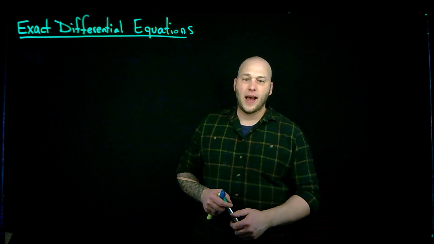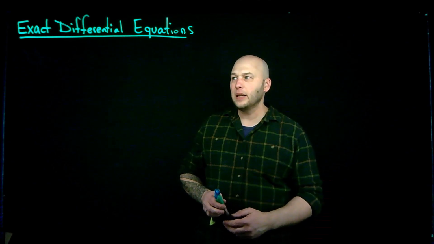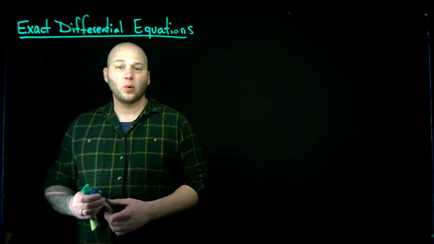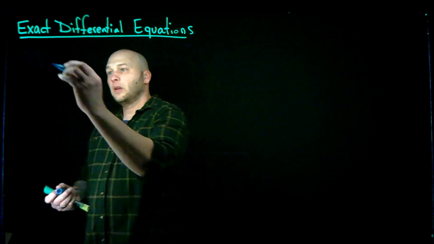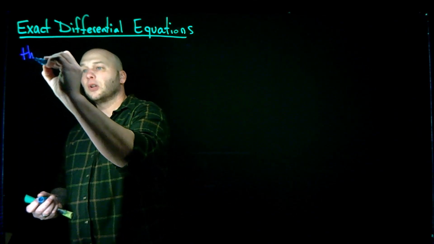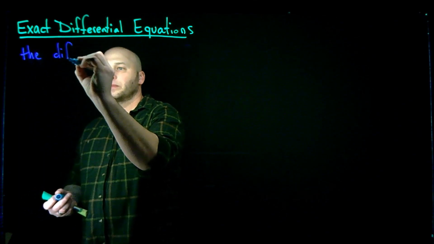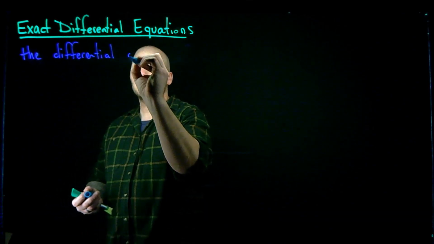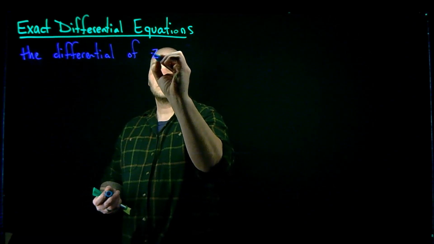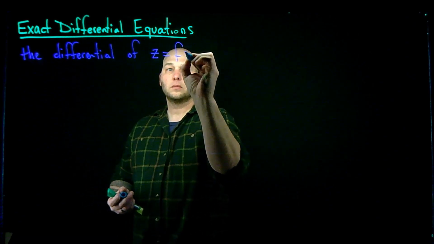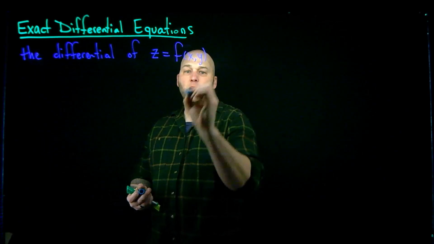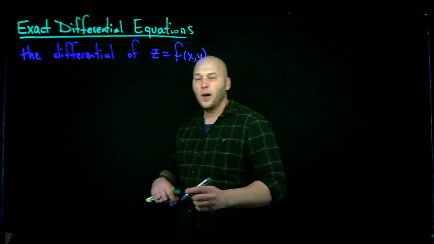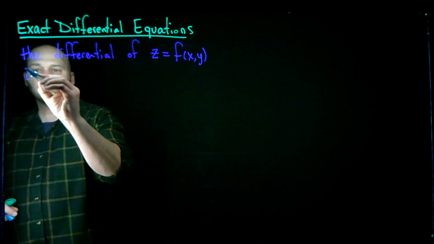I'm going to talk about exact differential equations. And before I get into the details of those types of equations, let me remind you of something from your Calculus 3 class: what's called the differential of a function of two variables. The differential of a function z, which is dependent on x and y, is given by the following.